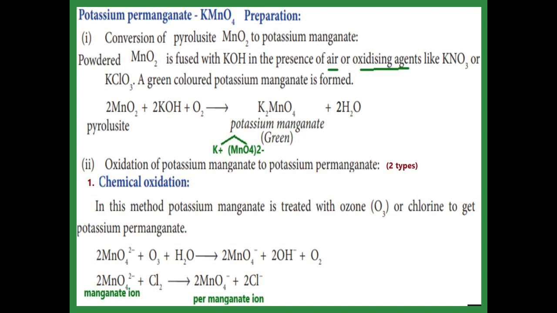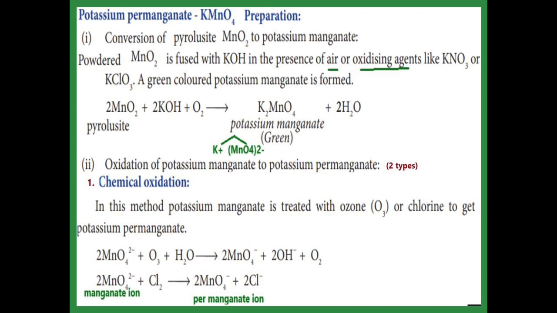The potassium manganate splits as K+ and MnO4 2-. Then this potassium manganate we are going to change into potassium permanganate by using two methods. One is the chemical oxidation method, another one is the electrolytic method. In this slide we are going to see the chemical oxidation method. First, the potassium manganate splits into K+ and MnO4 2-. Now take the MnO4 2- alone.